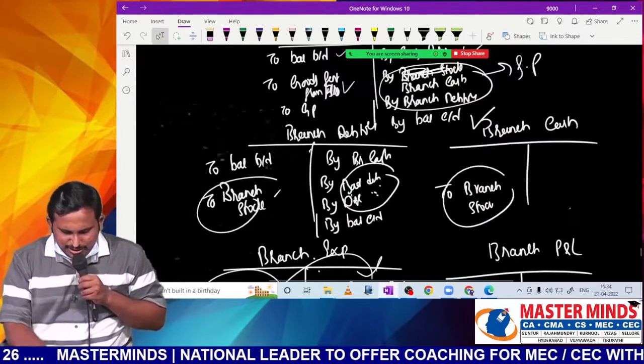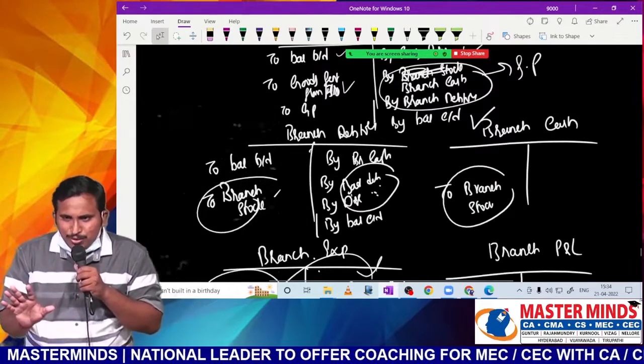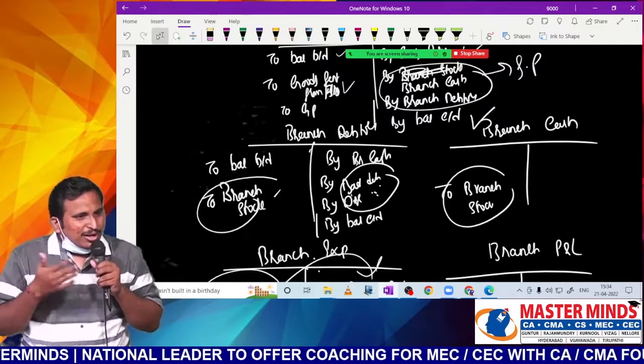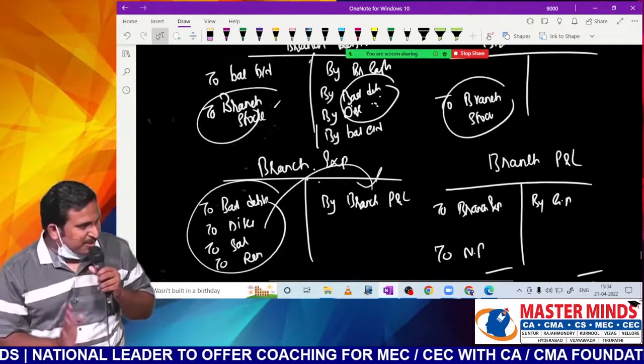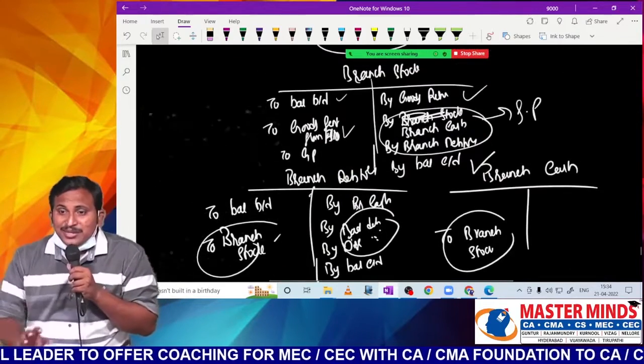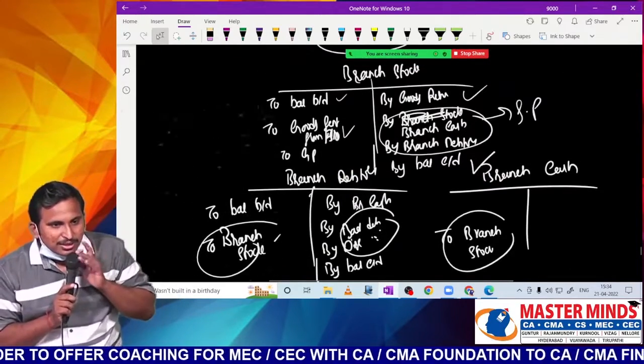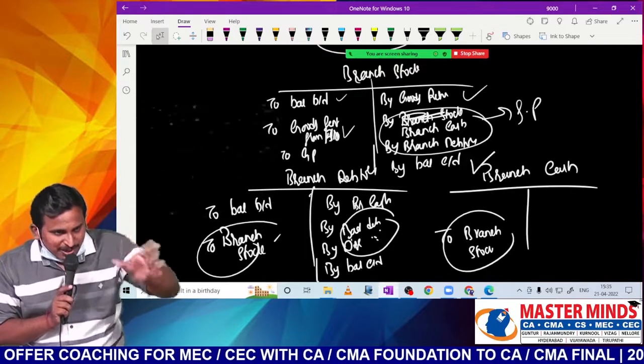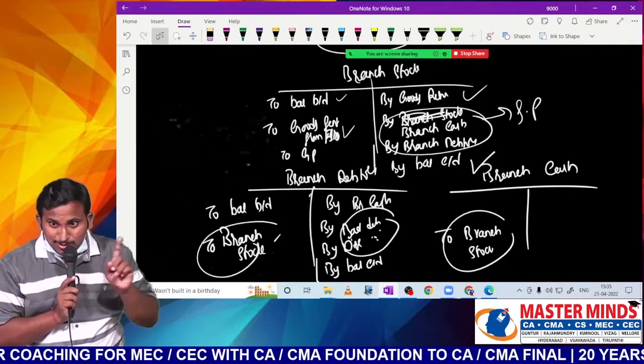Sir, here each of the ledger accounts is simple. It's just like the regular debtors account, regular cash account, regular expenses account. The only thing you should remember is the branch stock account. It just behaves like a trading account. Which account, sir? In the case of the cost price method. I am not discussing invoice price.